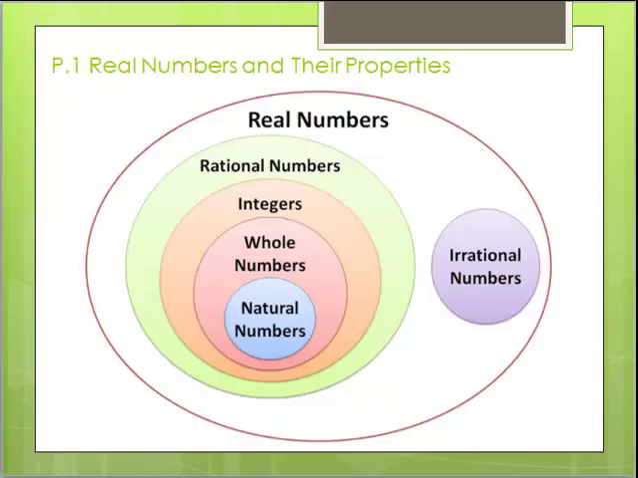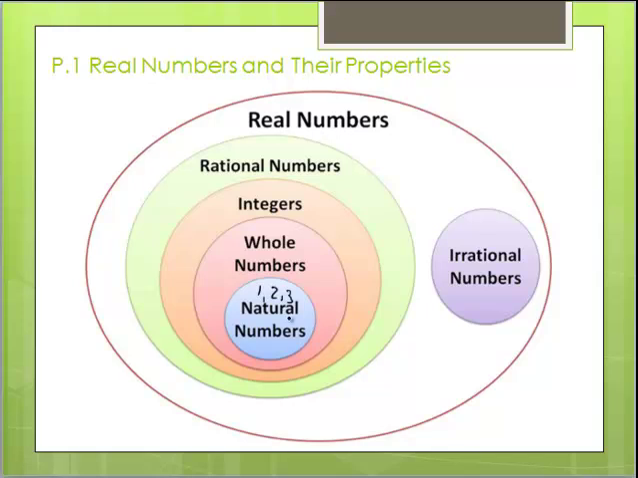So the first thing in this chapter is the definition of real numbers, the types of real numbers and their properties. Pretty much all of the numbers you've been dealing with up to now are considered real numbers. Let's start here in the middle with the natural numbers. The natural numbers are your counting numbers, like 1, 2, 3. They're the numbers that you count with.